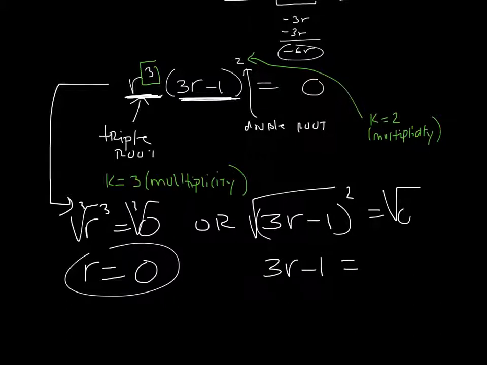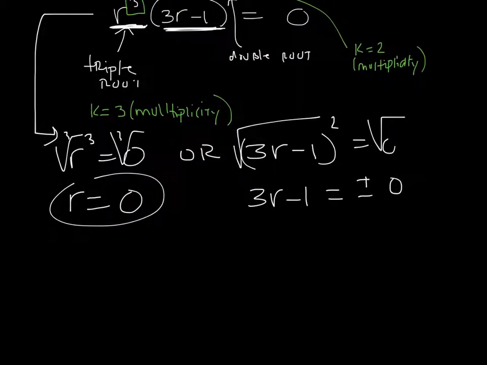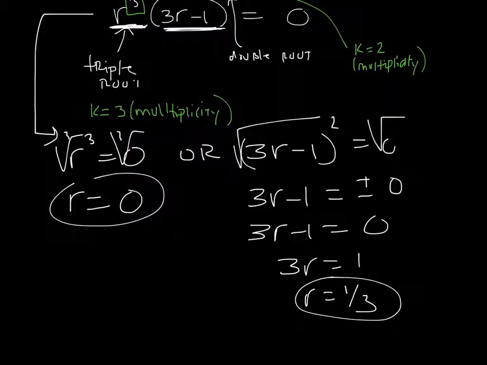3r minus 1 equals, well, plus or minus the square root of 0, but this doesn't matter, because if I give you $0 or I take away $0, I'm not really giving or taking any money. I'm not taking anything away. So 0 is neutral, so we can omit that. And this just says algebra, so r is a third.